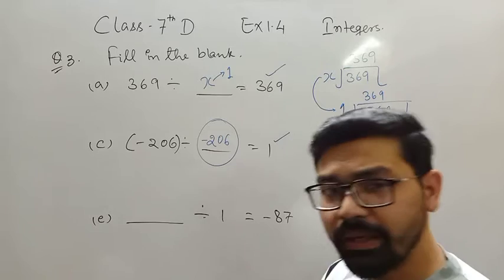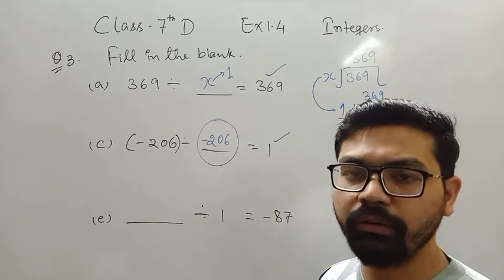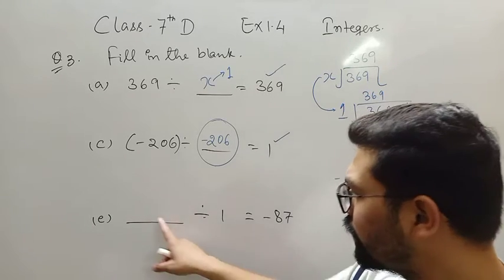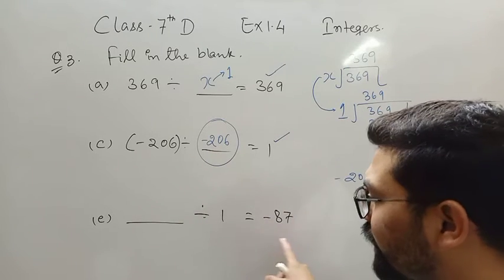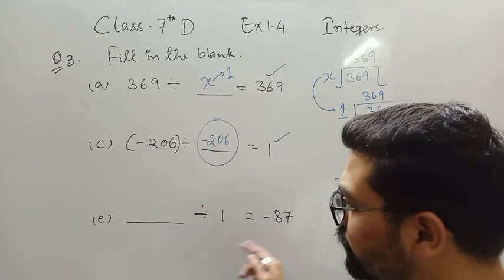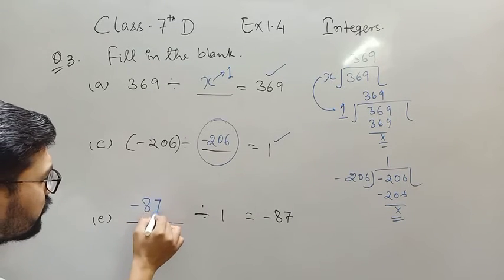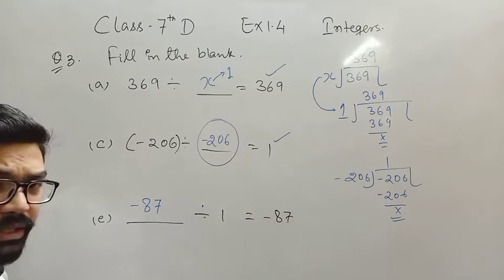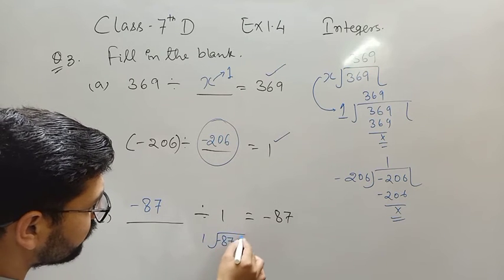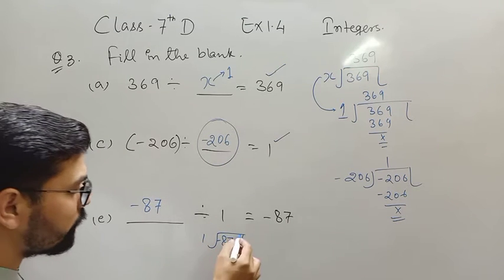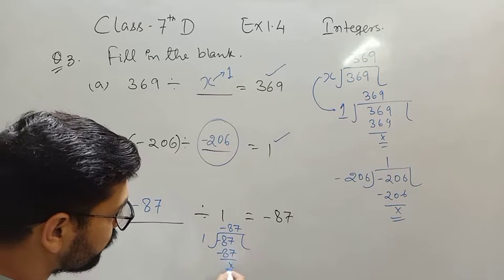Similarly, please tell me what should I write here in this blank? What value should I fill in this blank? So let's say in the result I want minus 87. So when I divide minus 87 by 1, then only I'll get minus 87. How? Minus 87 when divided by 1, so 1 minus 87s are minus 87.